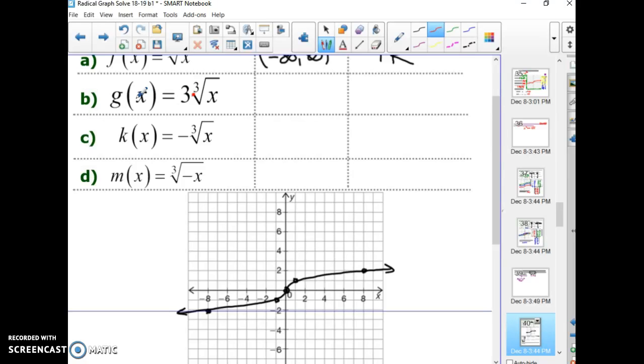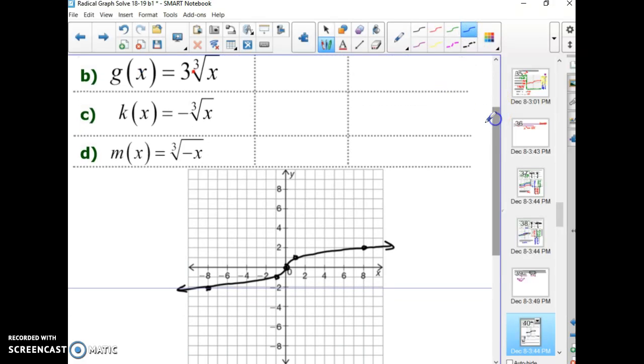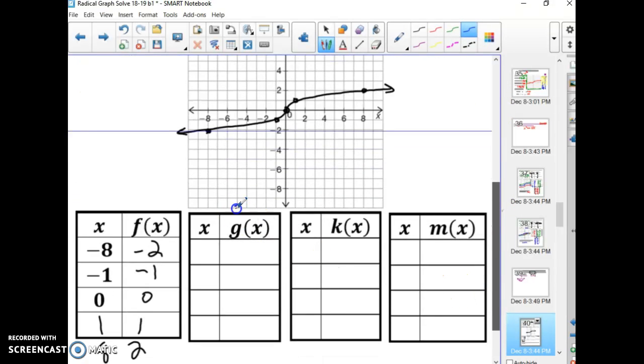So if I'm dilating by a 3, that means I get bigger by 3, so I'm going to stretch it by 3. So here's the thing. That 3 isn't going to affect the input values. All it's going to affect is the output values. So if I put in a -8, third root of -8 is -2. -2 times 3 is a -6. If I put in a -1, third root of -1 is -1 times 3 is a -3.